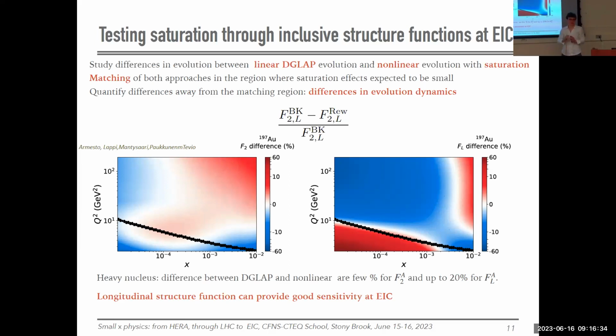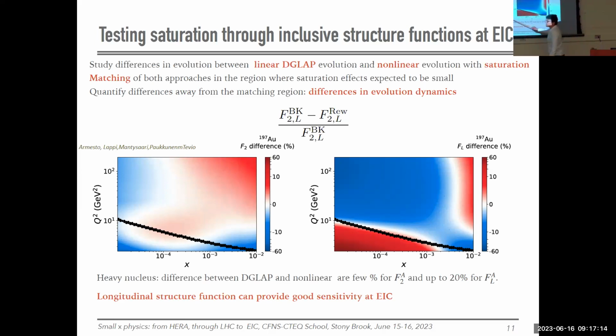These calculations were matched at particular values of x and Q squared, okay? And then the question was asked, well, when you evolve away from this region, how do they differ, okay? And so you basically take the difference like that. So this is a DGLAP calculation divided by nonlinear. And then you see in colors where the difference is positive in red and negative in blue. Okay, so you can see visually where they are different. And the stronger the color, the bigger the difference.